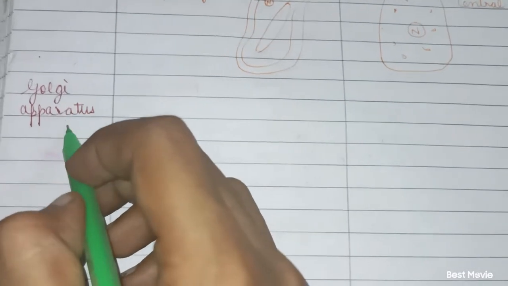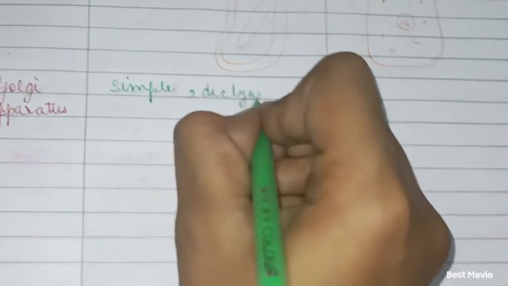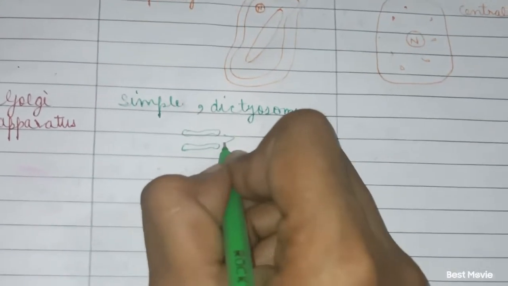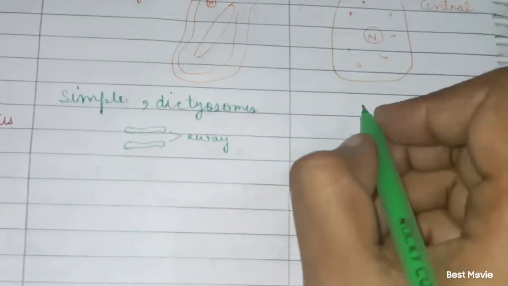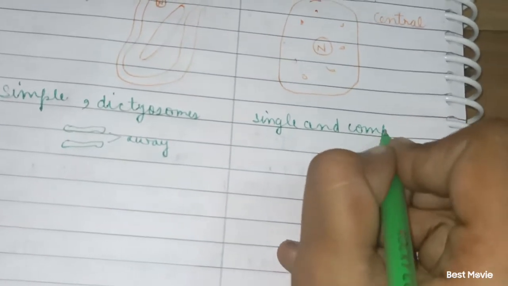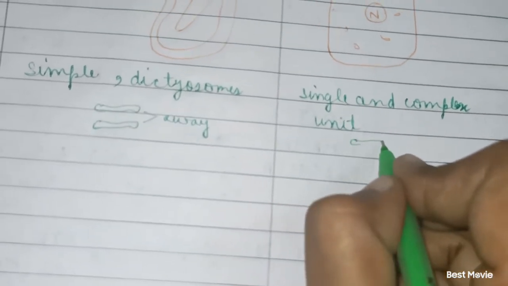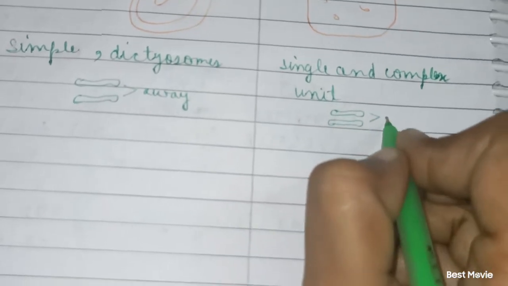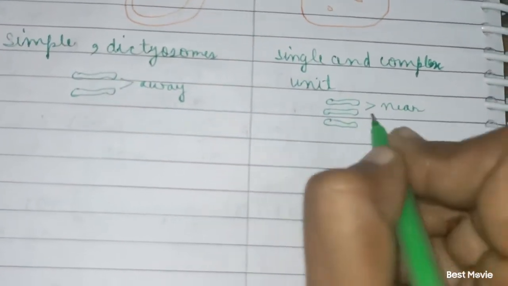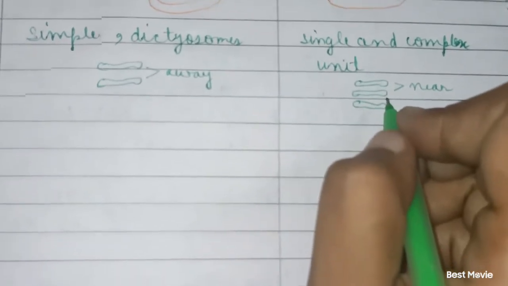Now we have differences on the basis of Golgi apparatus. In plant cells, Golgi bodies are simple and are called trichosomes. The cisternae in plant Golgi bodies are quite away from each other. Whereas in animal cells, there is a single and complex unit of the Golgi bodies. Here the cisternae are near to each other, quite complex like this. The cisternae are somewhat rounded, but for easy explanation I just made them this way.